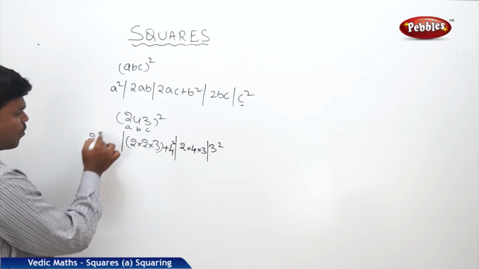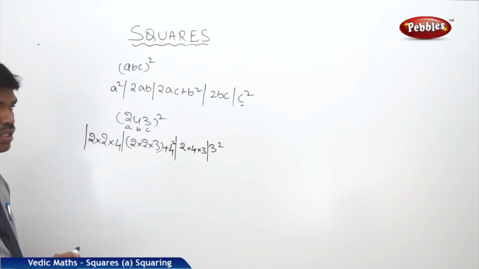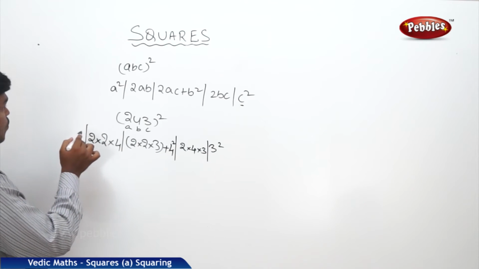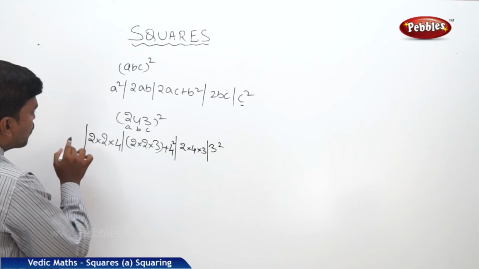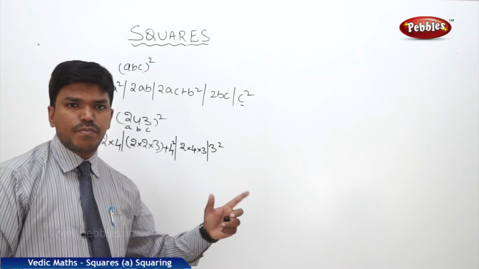2AB, that is 2 into, what is A? 2. What is B? 4. 2AB. Finally A square. So what is A? A is 2. So 2 square. Right? Now simplify this one.